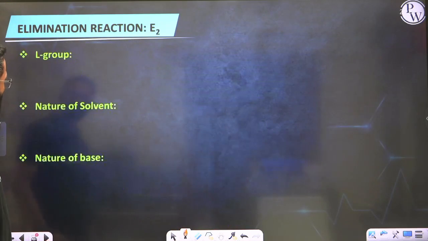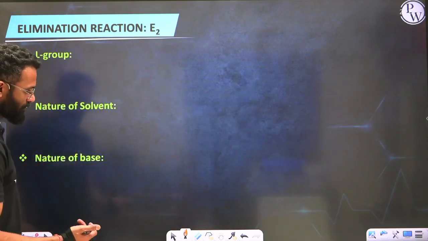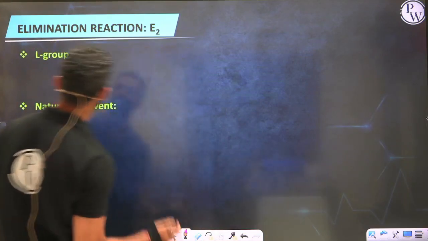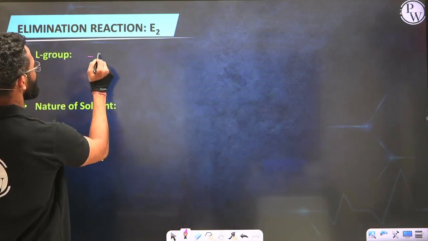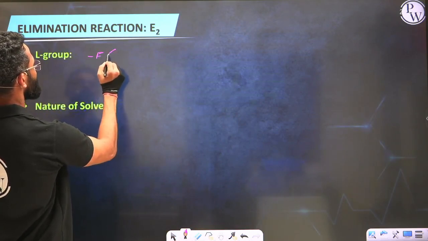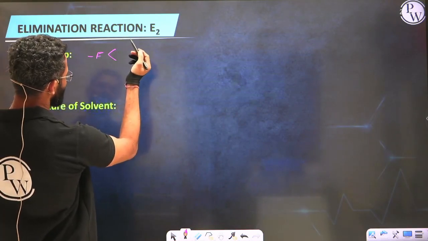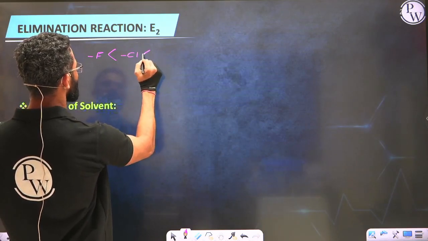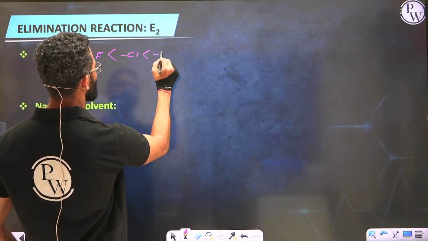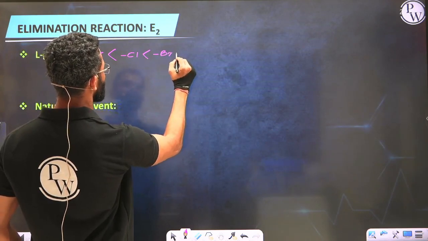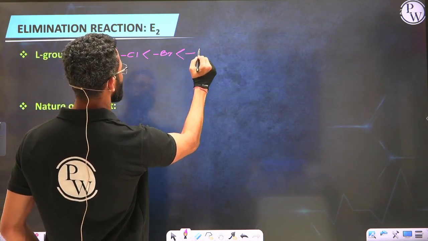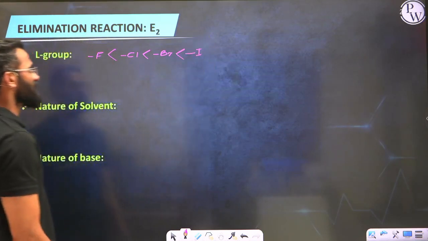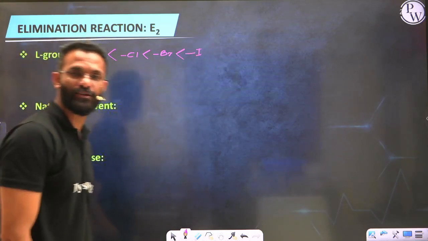Well, the next factor, the leaving group. We know the fact good leaving group always favors E2. So fluorine will be giving relatively lesser reactivity rate. Chlorine will give you relatively faster rate. Bromine will give you even faster reaction of E2, and iodine, being the best leaving group among halogens, will give you the highest rate of reaction towards E2.